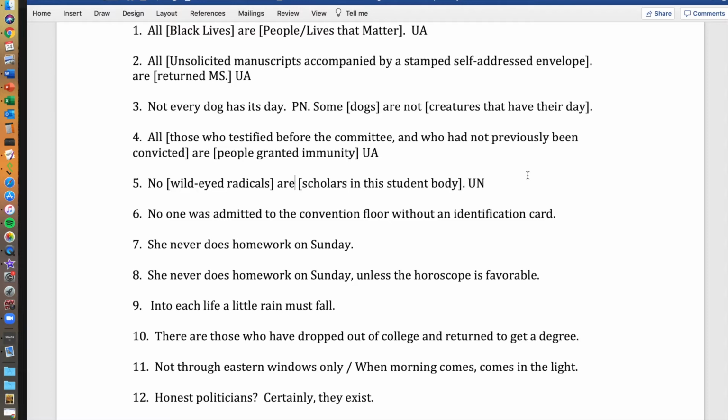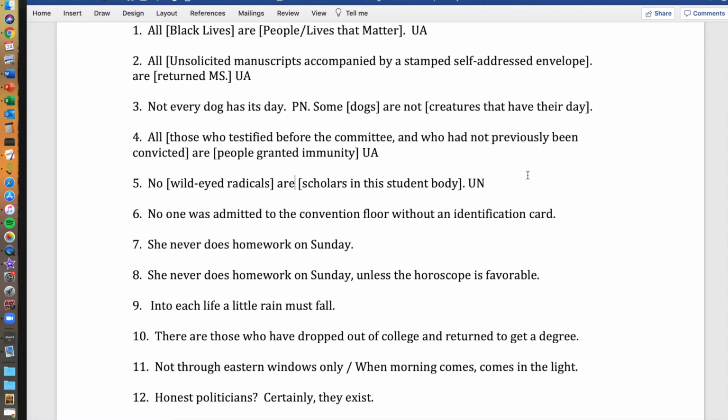By the way, and we'll learn this in a couple of lessons coming up, universal negative statements are convertible. And by convertible, we mean with universal negatives, and also, by the way, with particular affirmatives, you can switch the position of the subject term and the predicate term and have a logically equivalent statement. So if you answered number 5 by saying no people in the student body or no scholars in the student body or no members of the student body are wild-eyed radicals, that's also a perfectly correct answer because it's a logically equivalent statement to the way I've done it here.